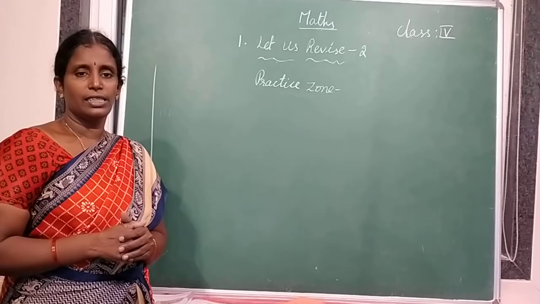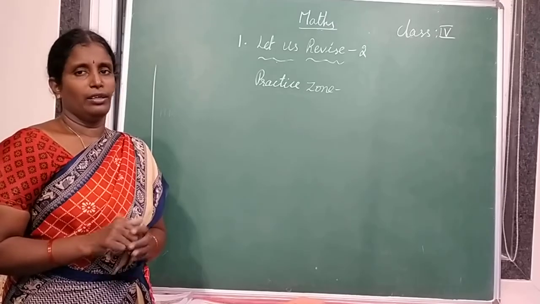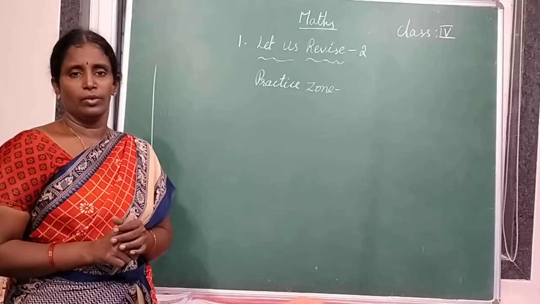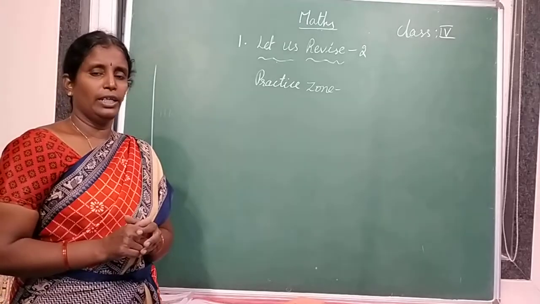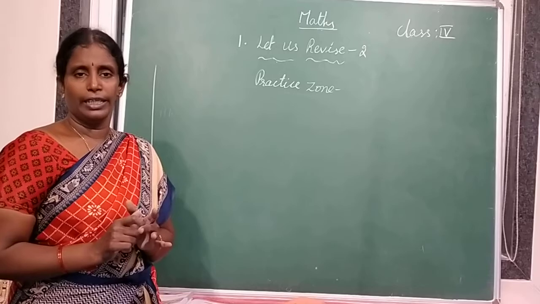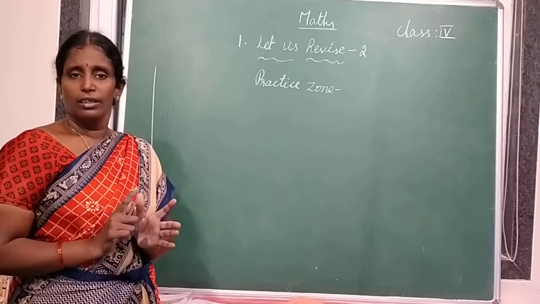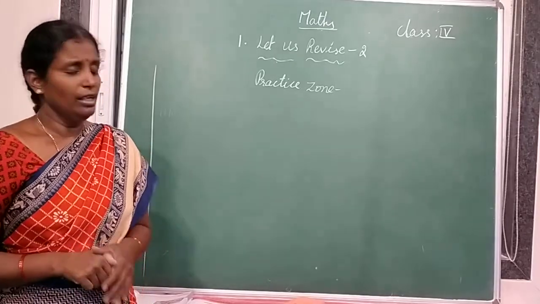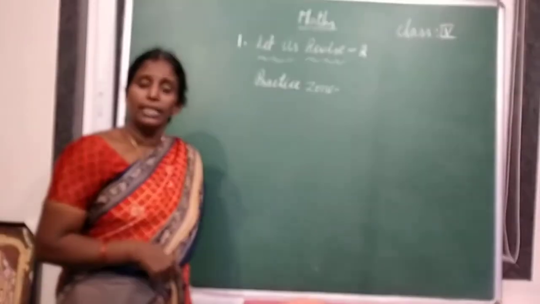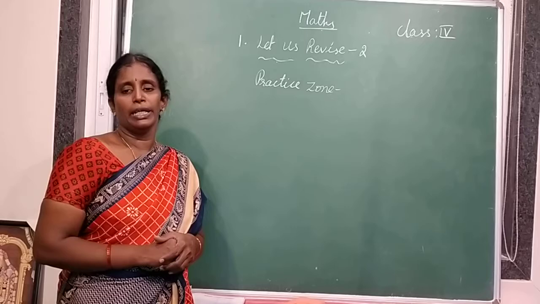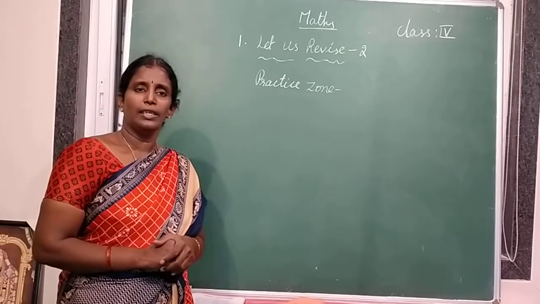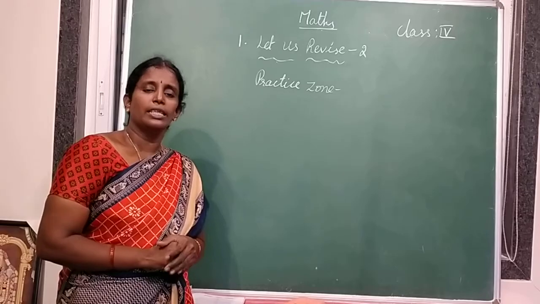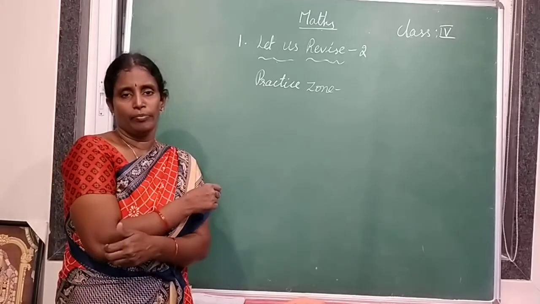Predecessor, successor, greatest and smallest numbers, ascending and descending order. Understood? So ascending order, descending order, greater than, less than, and next, predecessor, successor. All simple only. So do you know what is predecessor? Predecessor is nothing but the number which comes just before the given number.